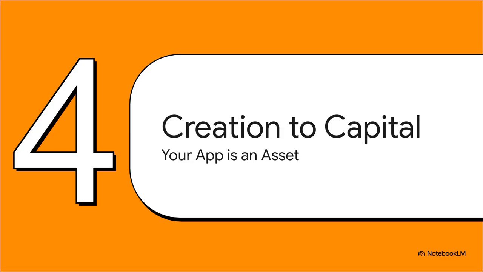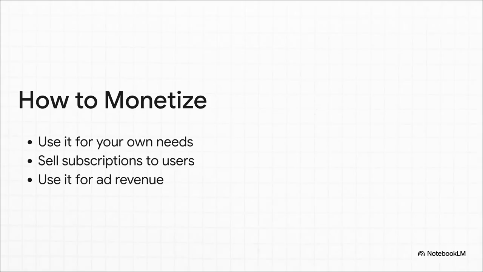And this brings us to the most exciting part. Once you've used your AI guide and your Lego-like builder to actually create something, what happens next? You haven't just built a cool little project, you've created a genuine asset. And this asset you've made has real-world value. I mean, maybe you just use it yourself to solve a problem for your own business. That's great. Or maybe you sell subscriptions to other people who find it valuable. You could even generate revenue through ads. The point is, your creation can actually become a source of income.